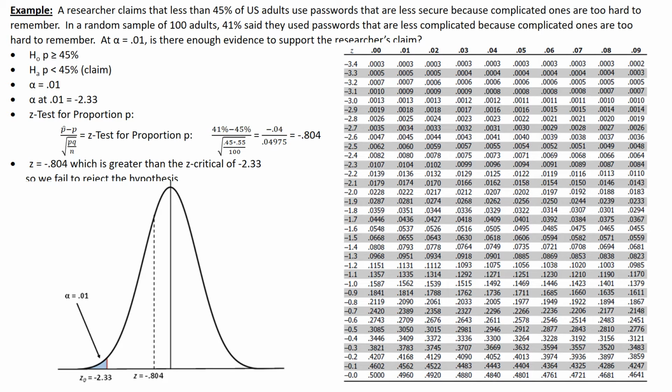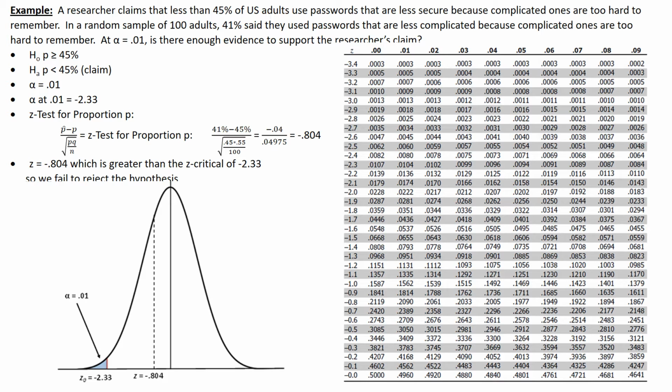A researcher claims that less than 45% of U.S. adults use passwords that are less secure because complicated ones are too hard to remember. In a random sample of 100 adults, 41% said they use passwords that are less complicated because complicated ones are too hard to remember. At alpha 0.01, is there enough evidence to support the researcher's claim?